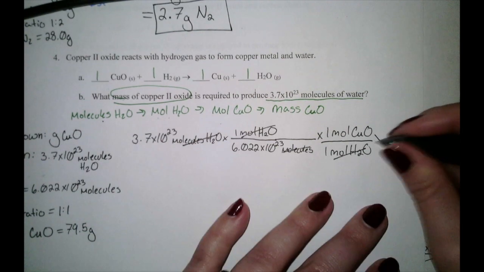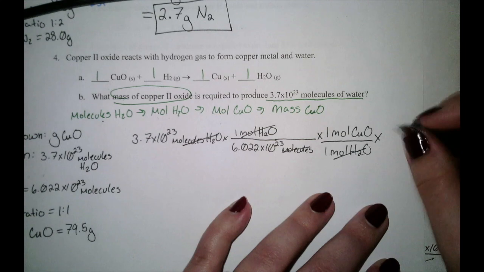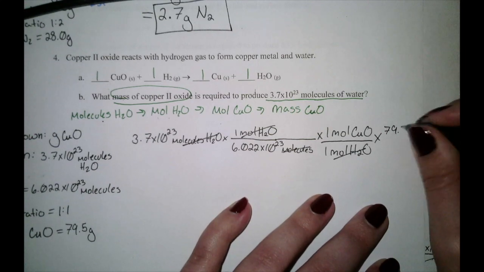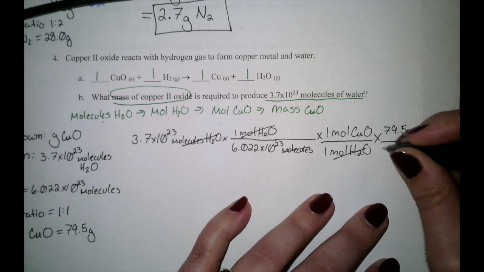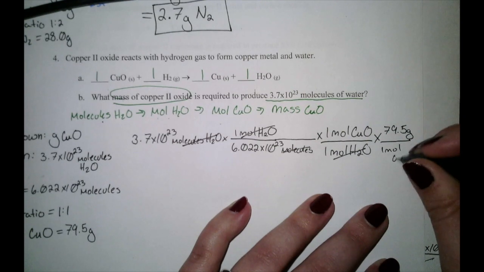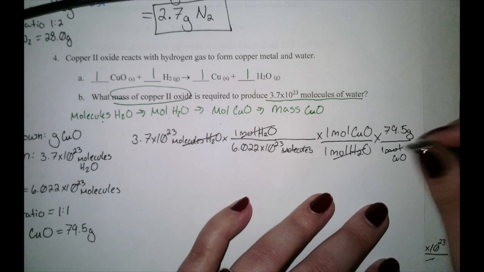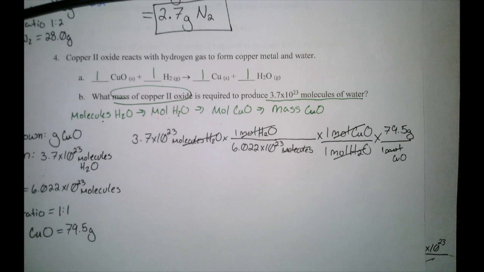Lastly, we need to multiply by the molar mass of copper 2 oxide. So we know that there are 79.5 grams in 1 mole of copper 2 oxide. Now that all of this is set up, now we can do our calculations.